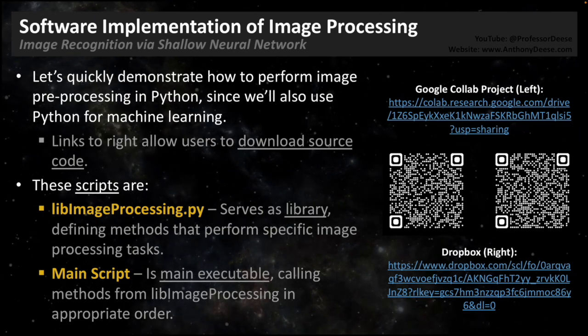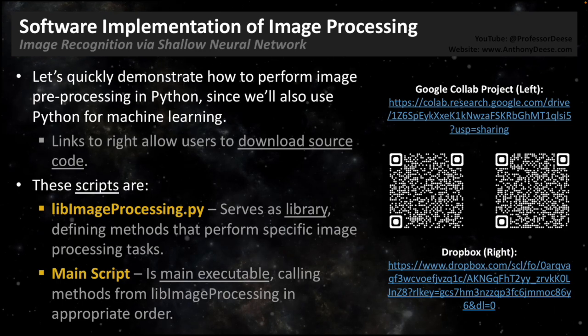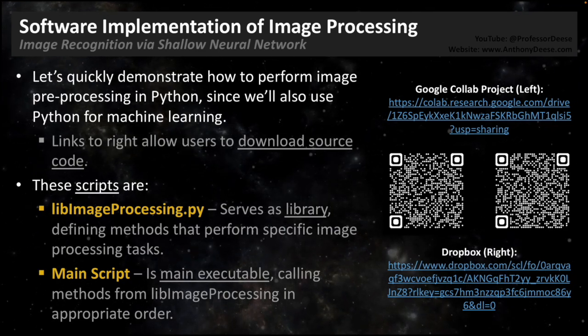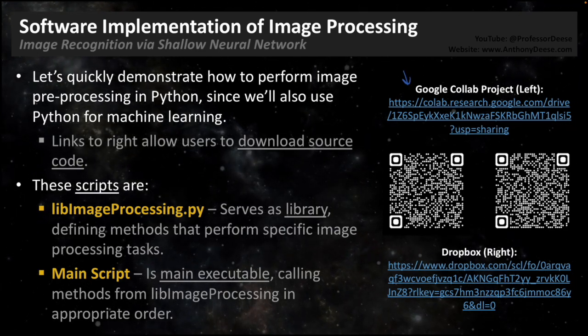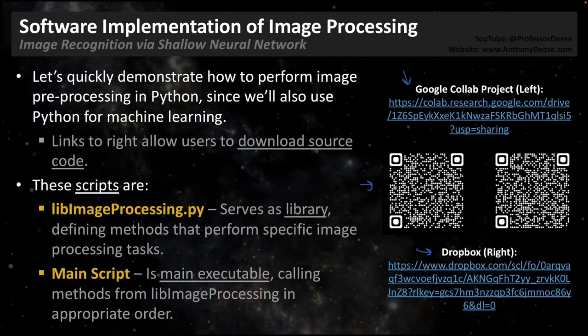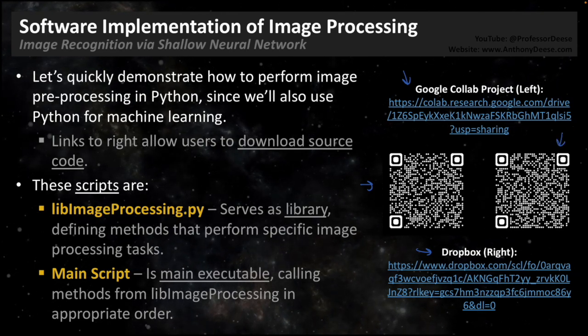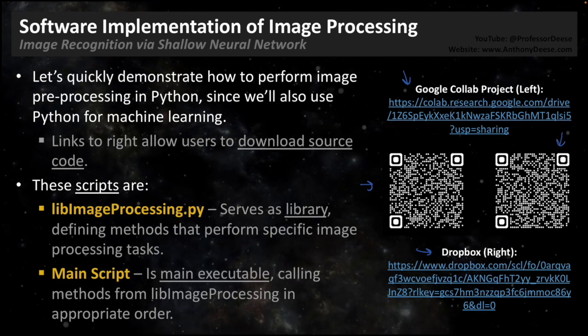And you'll see the links to the right allow viewers or users to download the source code. There's 2 versions. Up top, we have the Google Colab project. You can use that link or the QR code to the left. I also have a copy of the source code available in my Dropbox, and you would use the QR code to the right.